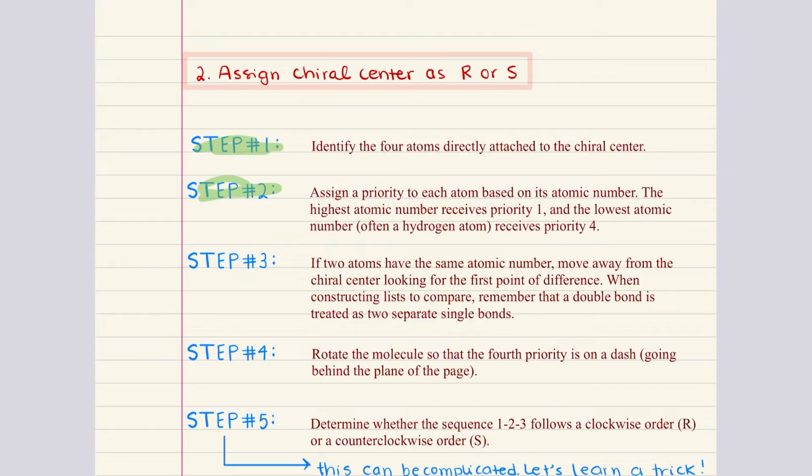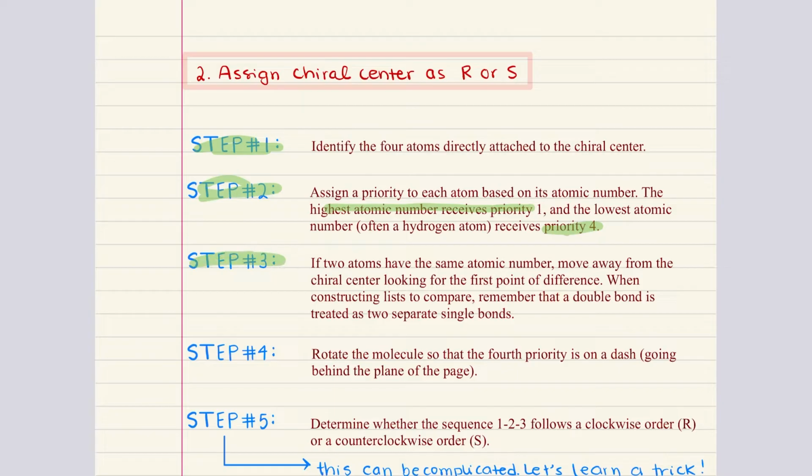the atom that's directly bonded to the chiral center. The atom with the highest atomic number receives a priority of 1, and the atom with the lowest atomic number, usually a hydrogen, it gets priority 4.